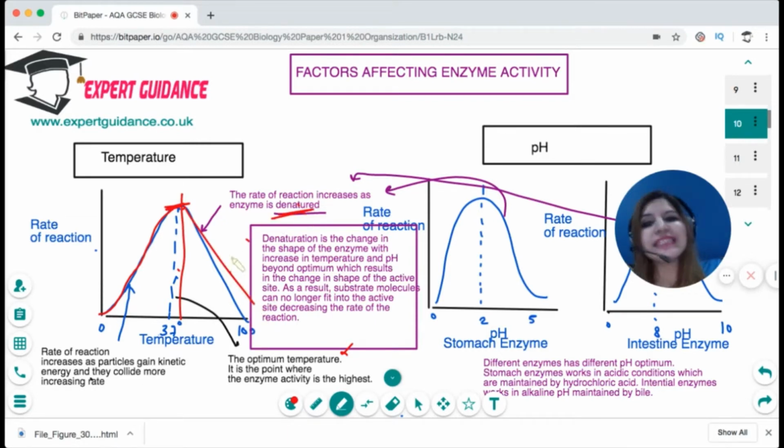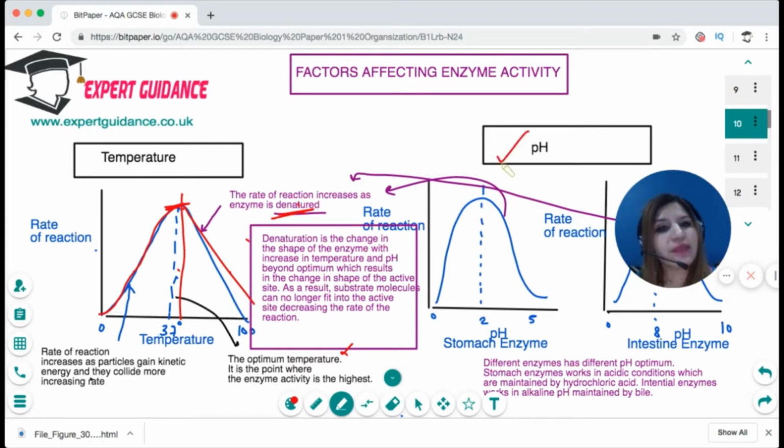Now, what is denaturation? Denaturation is when you heat any specific enzyme, due to being protein in nature, their bonds break. So they change shape. When the shape of the active site changes, the substrate molecules can no longer bind to it, decreasing the rate of reaction. So denaturation is a change in shape of the enzyme with a change in pH or temperature.